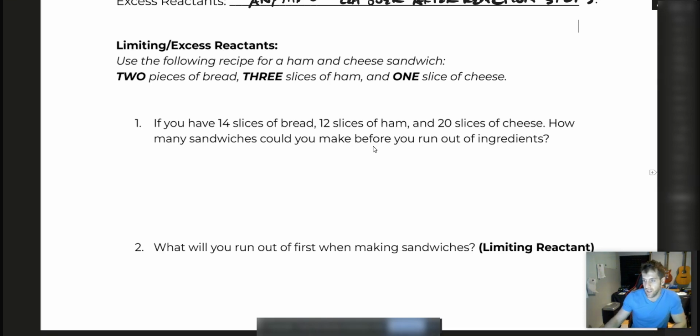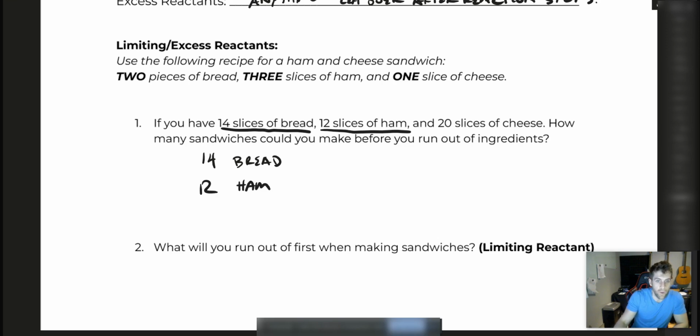Okay, let's write this all out, and I kind of have a cheat sheet over here to rock this out. So we have some 14 breads here as listed right here. Okay. We have 12 slices of ham, 12 ham, and we have 20 cheese. 20 cheese. Okay. With my cheat sheet, we can.